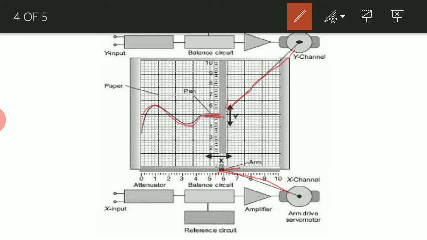More about the XY recorder is included in your textbook. You can read about the specifications and the other criteria of this device from the textbook of instrumentation by Kelsey.